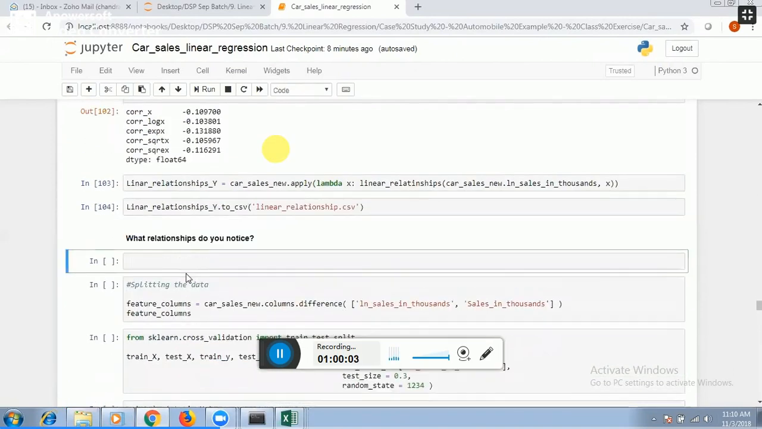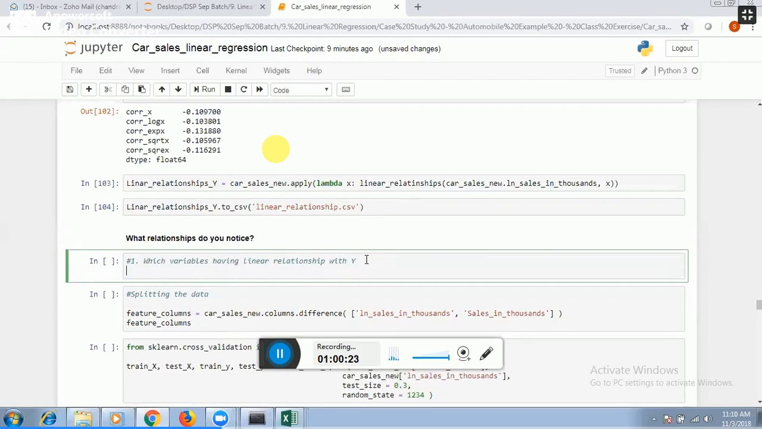So what relationship do you notice? What are the things you need to look at? One is which variables are having a relationship with your y. When I say relationship, I mean linear relationship. This is the first thing you will understand. The second one is which transformation on x gives you high correlation with your y.